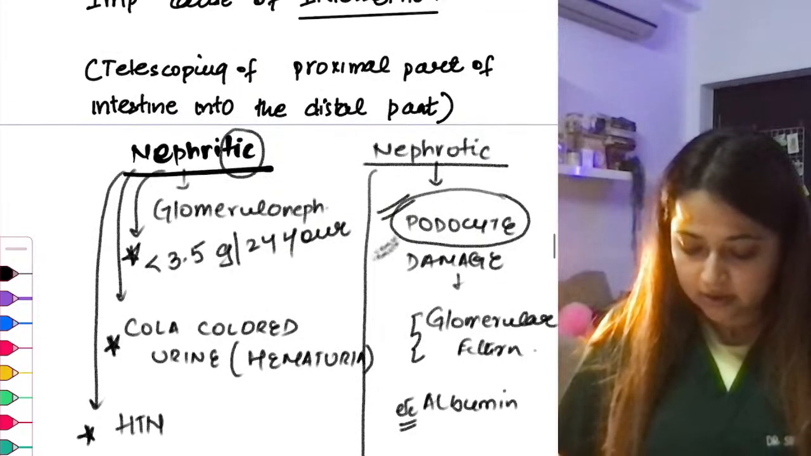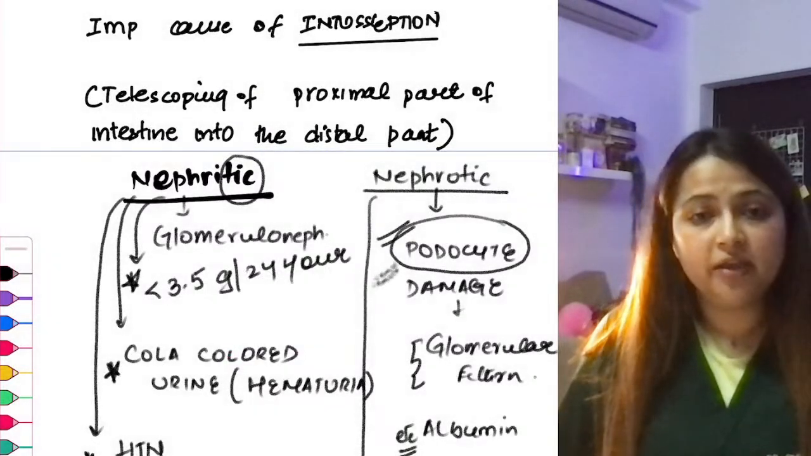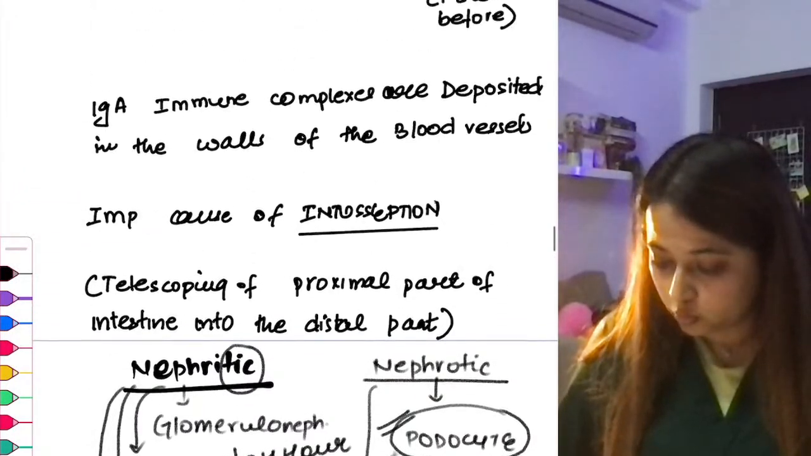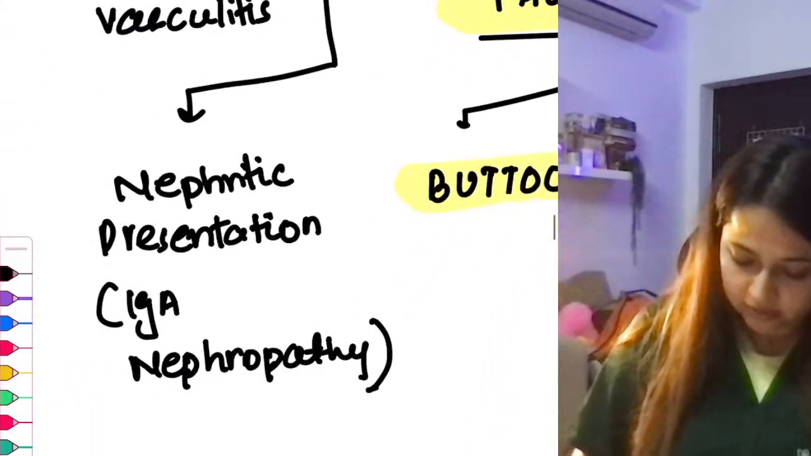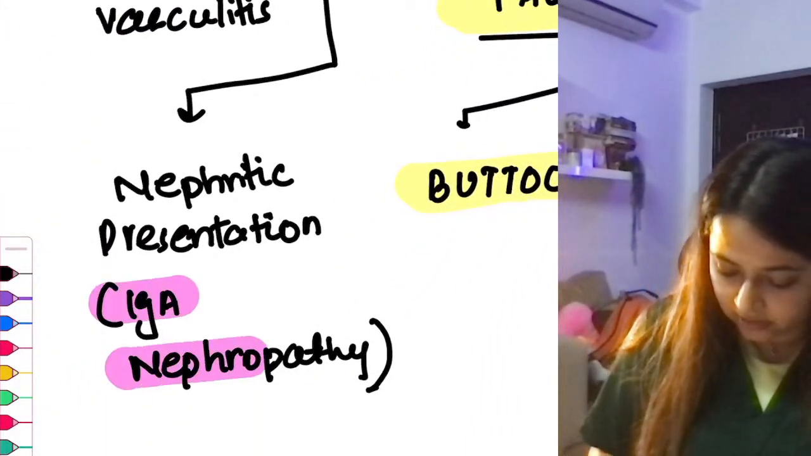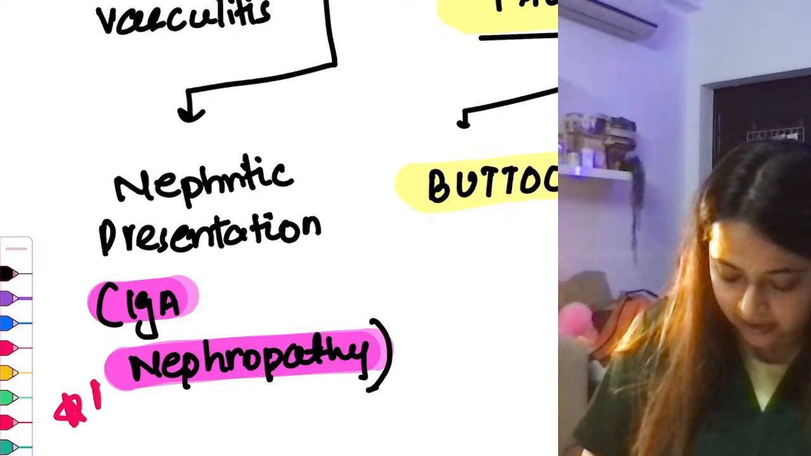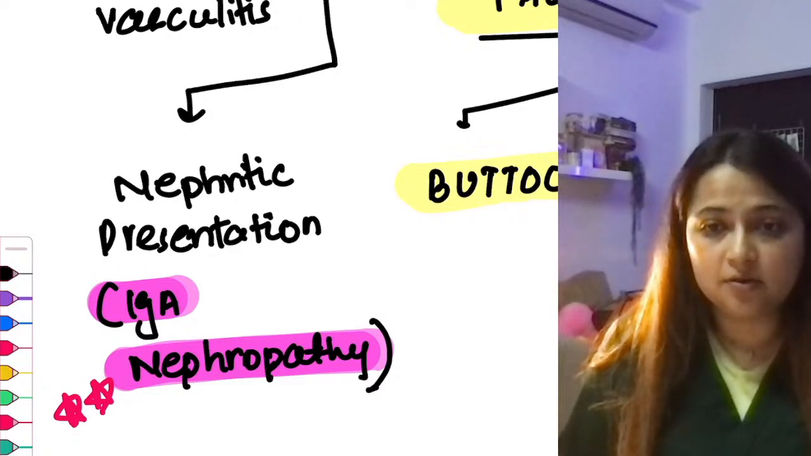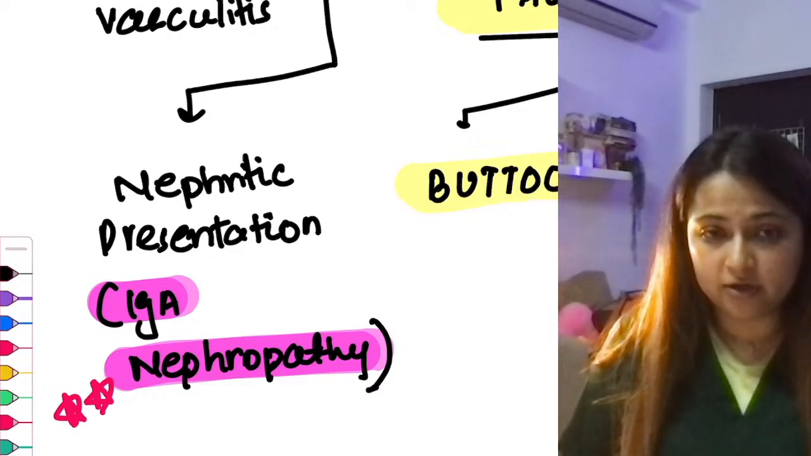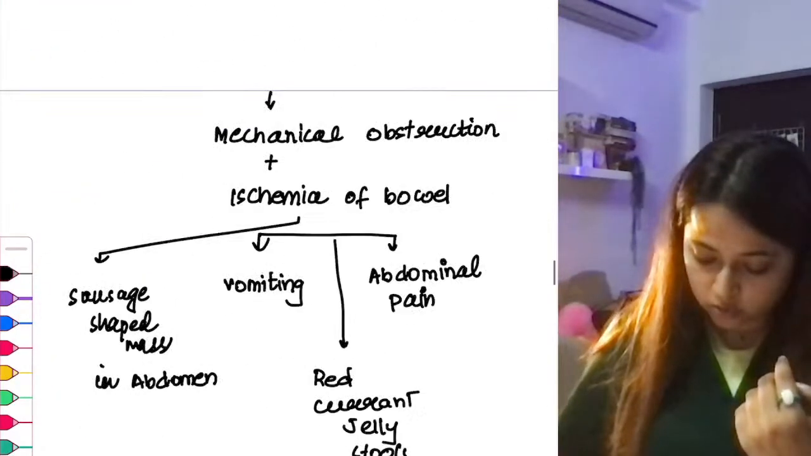All right. Coming back, what is the renal presentation of HSP? The answer to this question is IgA nephropathy. Remember this point, guys. IgA nephropathy is one part of the nephritic syndrome, not the nephrotic. So at least you should be able to identify the names of the nephrotic and nephritic syndromes.